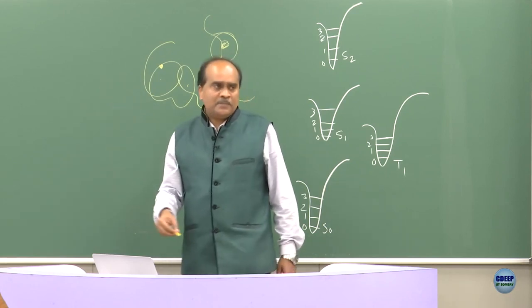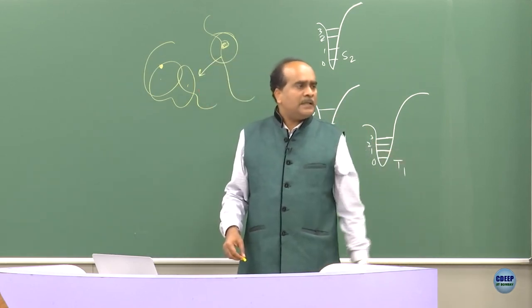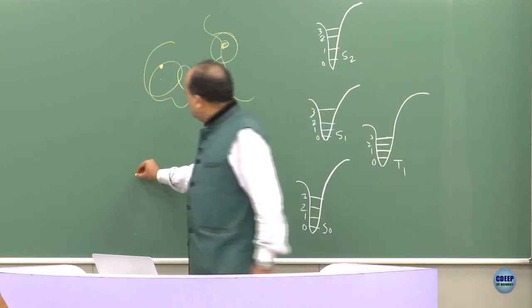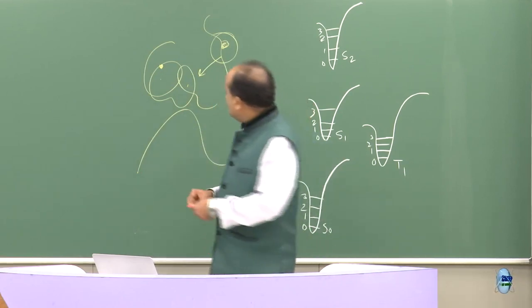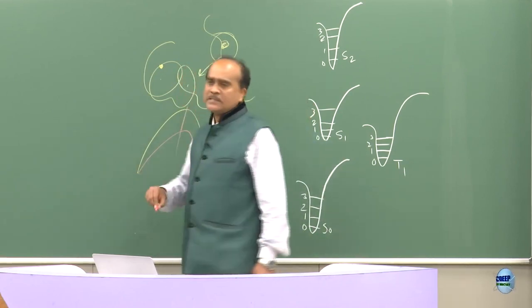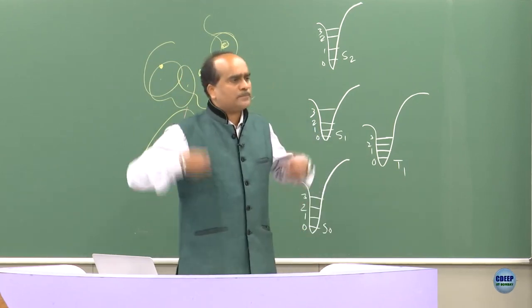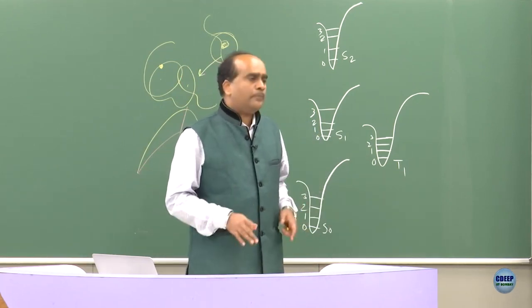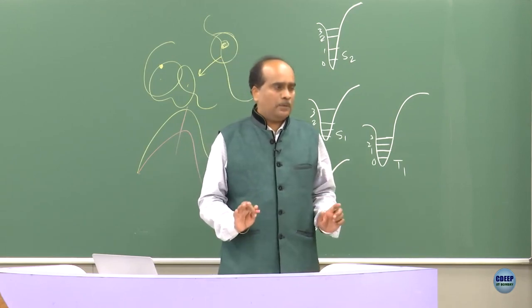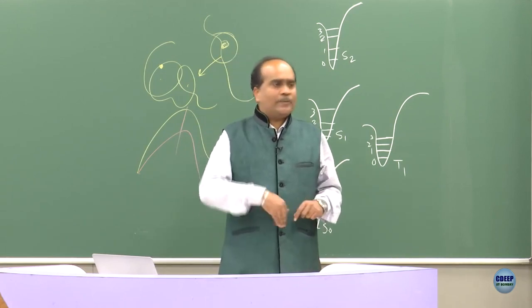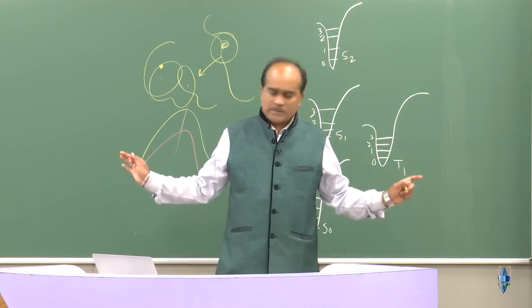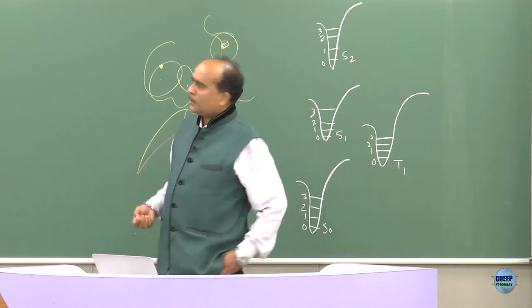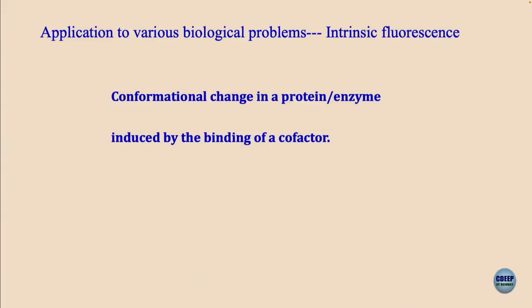You can probe this emission spectrum before adding DNA and after adding DNA. So suppose this is before and suppose this is after. So you know that fluorescence has changed. That means the environment of this fluorophore has changed, and therefore you know that there is a conformational change upon binding. Just by doing a quick experiment with DNA and without DNA, you know that conformation is changing. So it can be used for conformational change of a protein or enzyme or binding of a cofactor, which one can quickly do.